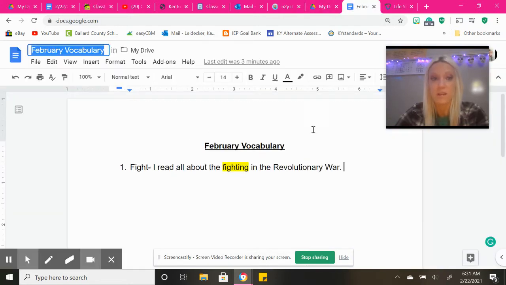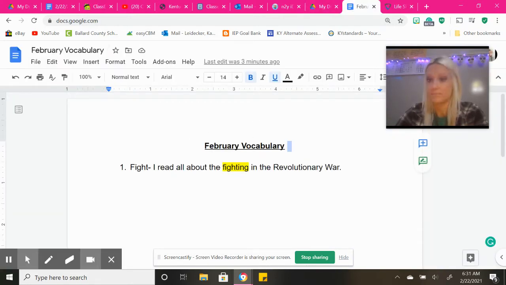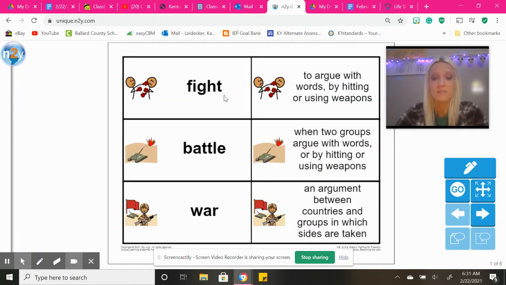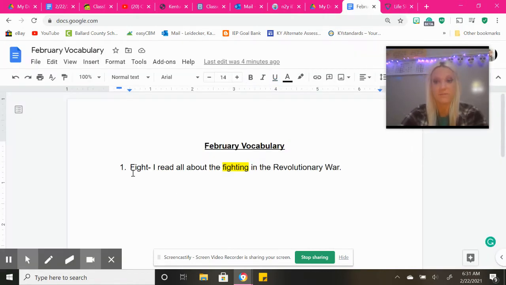So I have opened up a Google Doc. I made a title of February vocabulary. The first word was fight. Fight means to argue with words, by hitting, or using weapons. So the very first word was fight, and I put, I read all about the fighting in the Revolutionary War. So I wrote a sentence describing the use of fighting in the Revolutionary War, and I highlighted that vocabulary word as well.